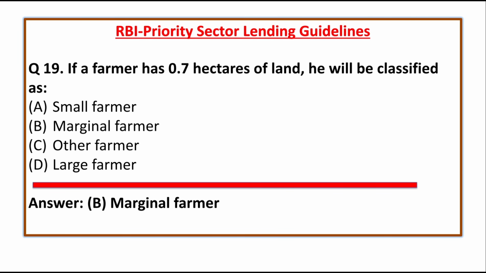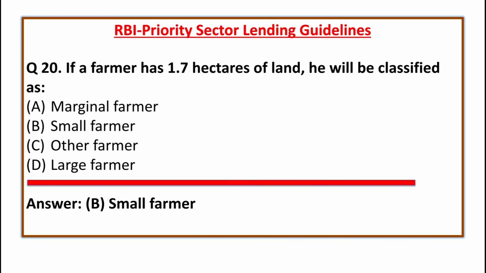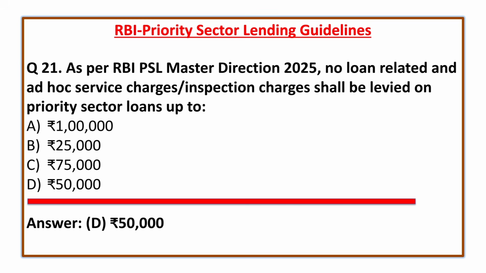Question number 19. If a farmer has 0.7 hectares of land, he will be classified as small farmer, marginal farmer, other farmer, large farmer. Answer B. Marginal farmer. Question 20. If a farmer has 1.7 hectares of land, he will be classified as A. Marginal farmer, B. Small farmer, C. Other farmer, D. Large farmer. Answer B. Small farmer.